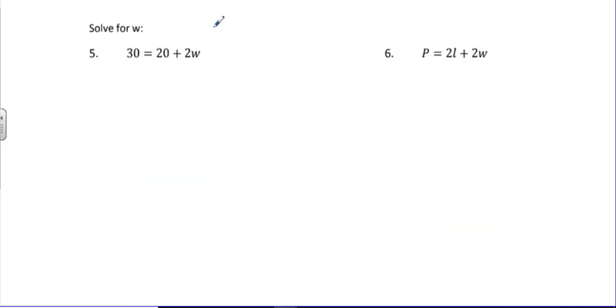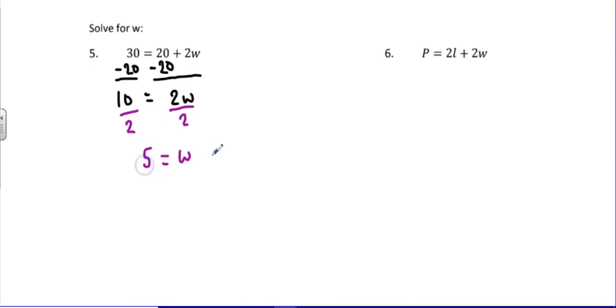So let's look at numbers 5 and 6. In number 5, when I start with w, it's being multiplied by 2, and then that product is being added to 20. So I need to undo those operations and work backwards to get w by itself. So I'm going to start with subtracting 20 on both sides of my equal sign. That gives me 10 equals 2 times w. Now I can do the opposite of multiplication, which is division, to divide both sides of my equation by 2, and I get 5. So w equals 5.